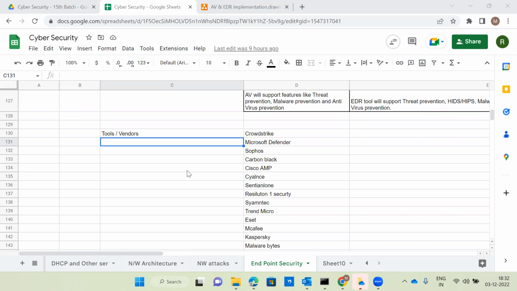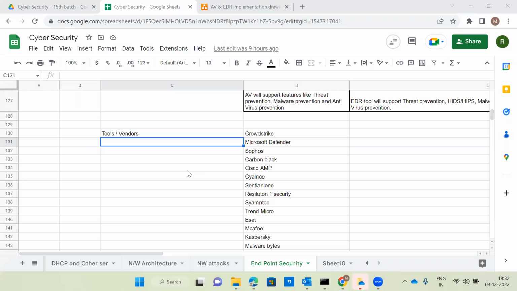Okay, then we also discussed a couple of detection methods, how this antivirus or EDR tool will identify the respective alerts or attacks, and then generate an alert notification. For example, signature based, heuristic approach, hash value method, sandboxing environment, baseline method, machine learning and artificial intelligence.